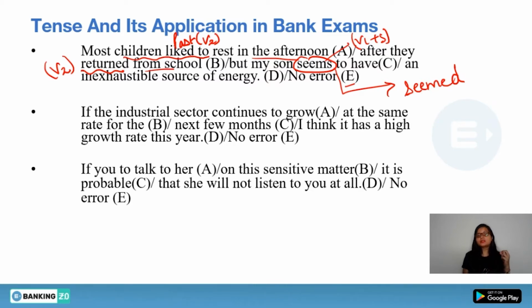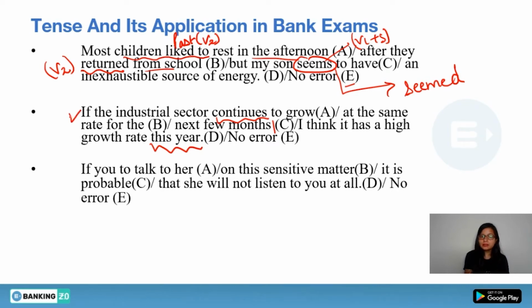I hope you have understood what I was trying to make you understand. The second question we have is: if the industrial sector continues to grow at the same rate for the next few months, I think it has a high growth rate this year. I think the first part is fine. We cannot find any kind of error till here. This is the indication: whenever you have this year, this month, this week, it shows an action or happening of the future. I hope you know about it.